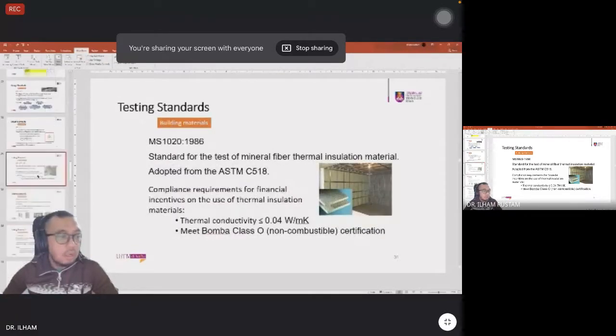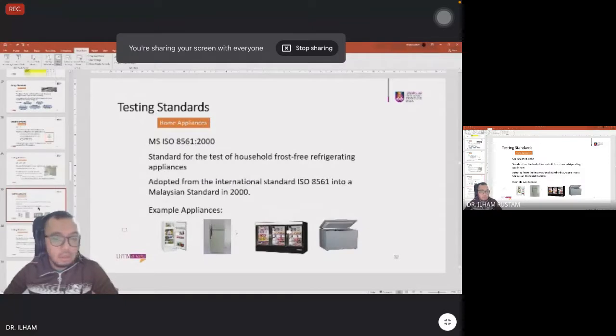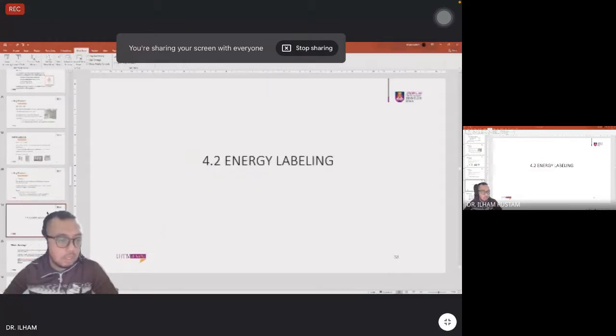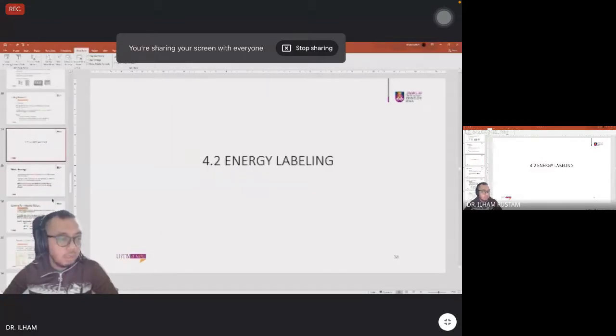Okay, and then testing standard kita tak cover. Ni pun tak, sebab ni lebih kepada yang energy management punya courses tu. Kita just nak cover yang sikit-sikit je. And then we look into energy labeling. Ni yang korang akan tengok.